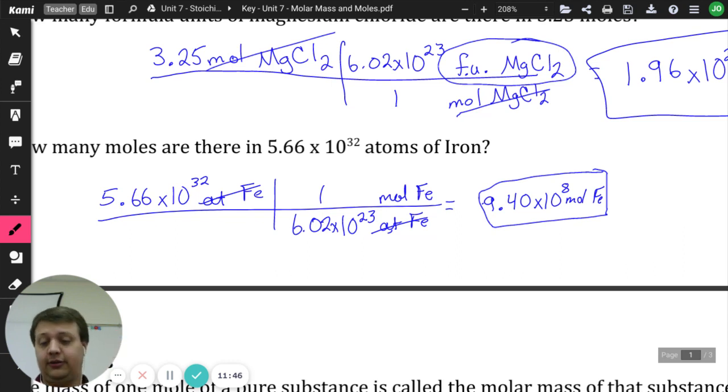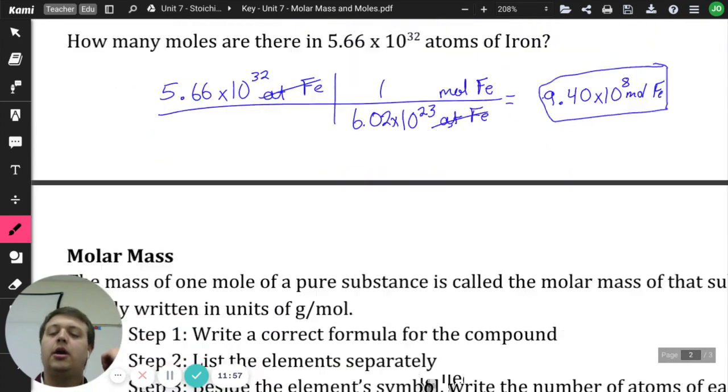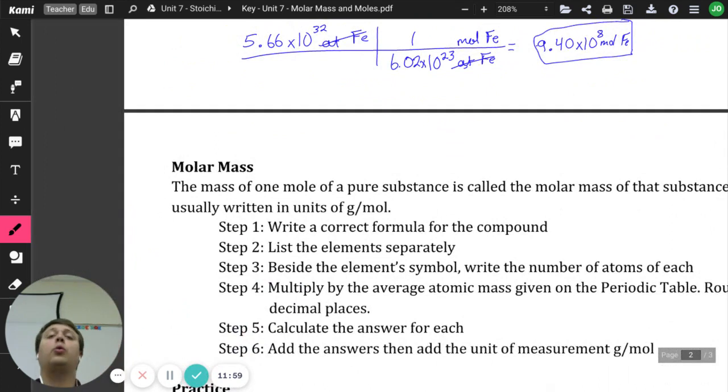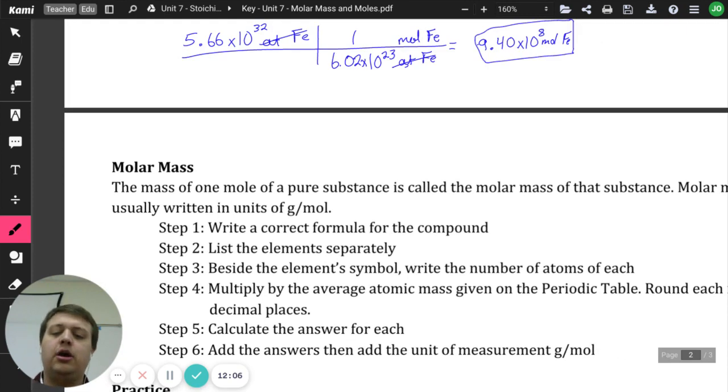So I'll multiply by the top, divide by the bottom, and you should have ended up with 9.40 times 10 to the 8th moles of iron. All right, so now we have a general idea of how to use the mole. Again, it just represents an amount of that substance.